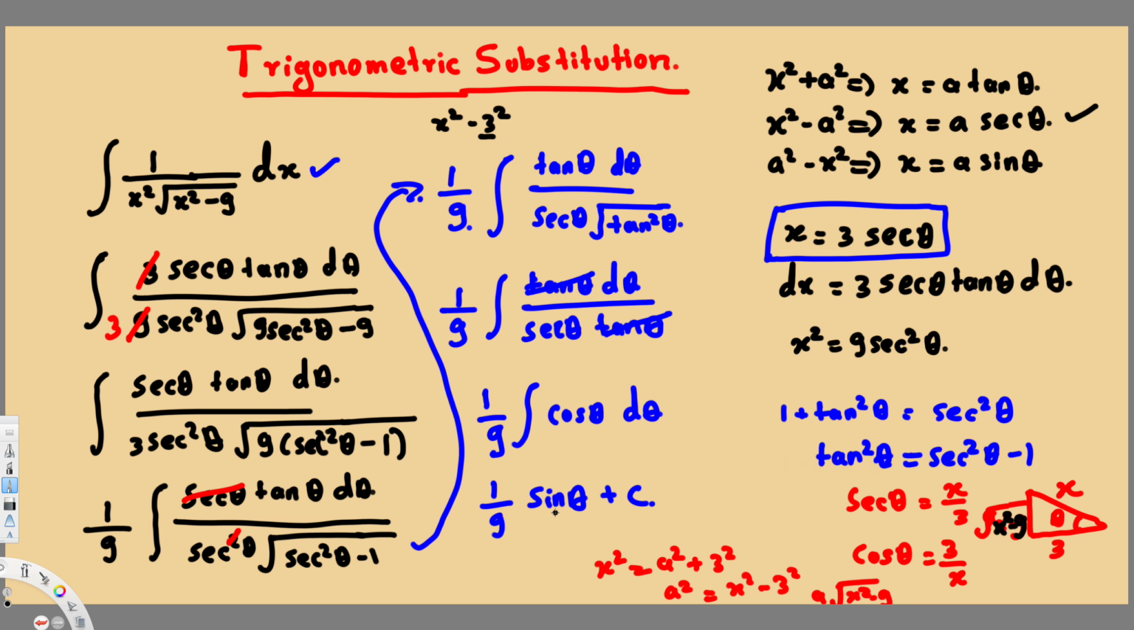Now we have to find what sin theta is equivalent to. To find that, we know that sin theta is opposite over hypotenuse. Here opposite is square root of x square minus 9, so let's put that right here. 1 over 9, opposite is square root of x square minus 9 over hypotenuse is x, plus constant, and that's going to be our final answer. So let's maybe put it in a box. So this is our final answer.